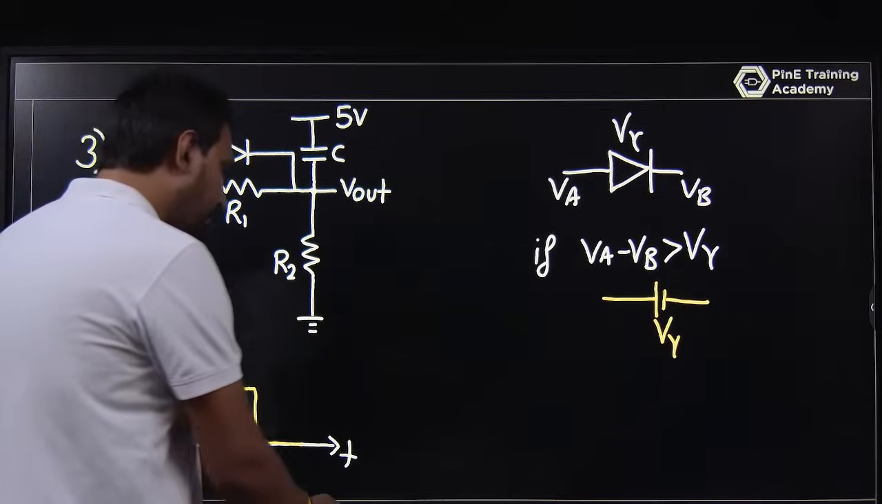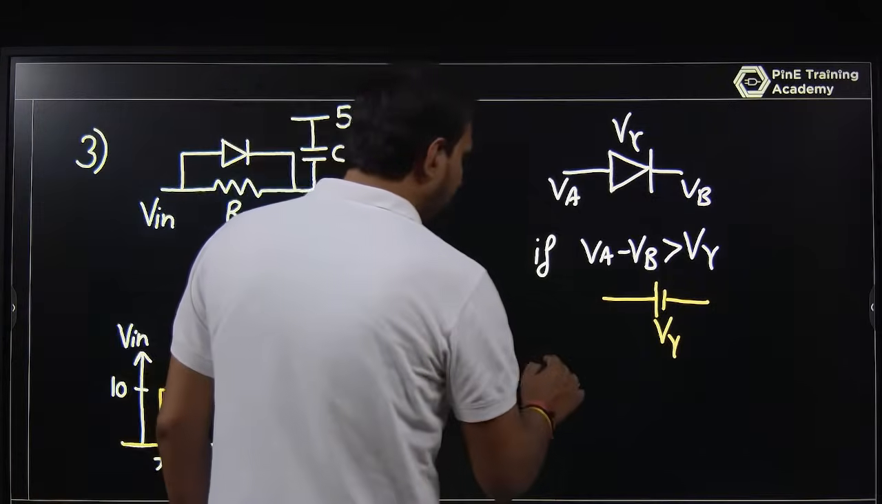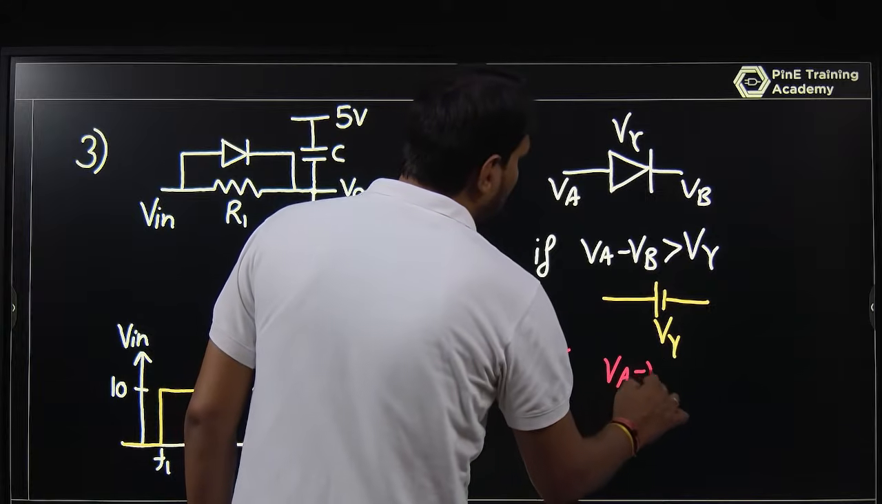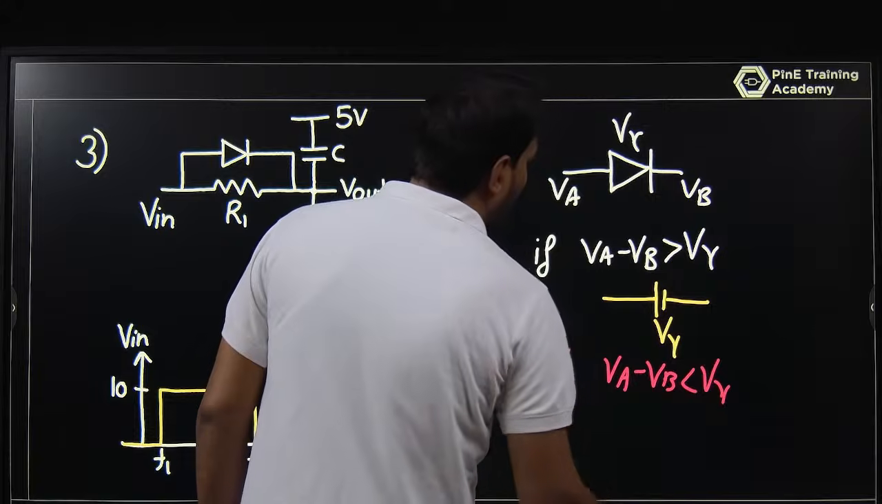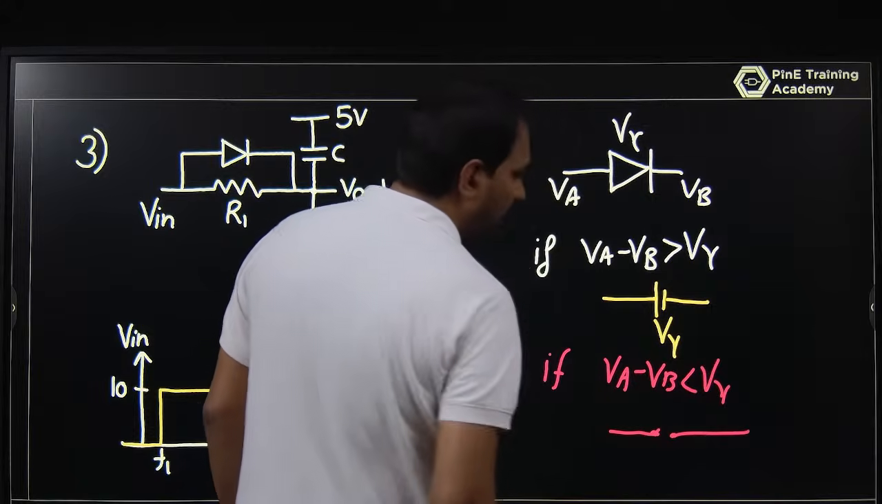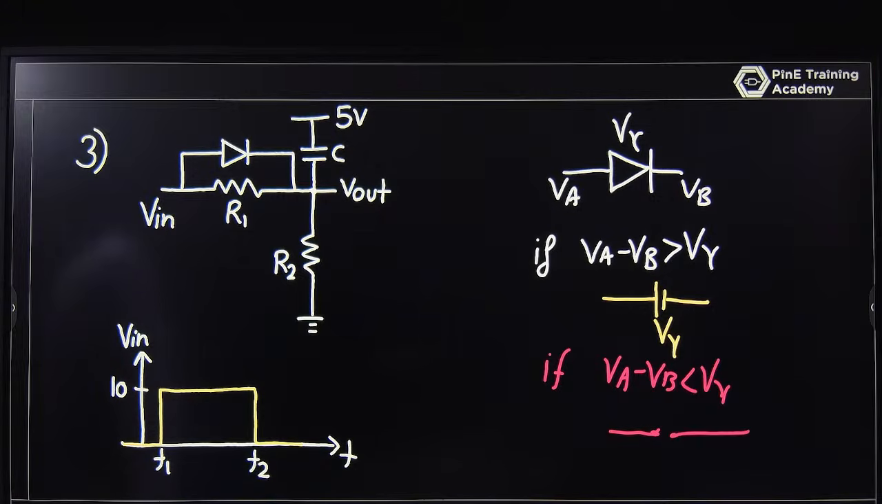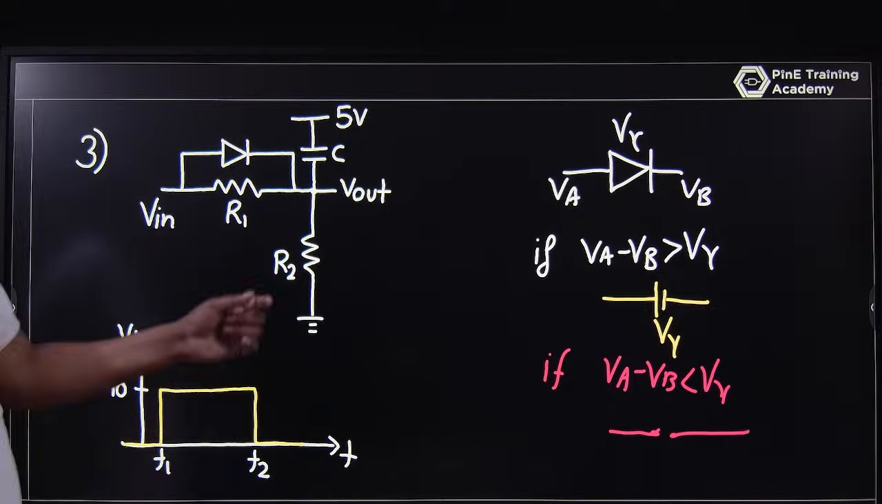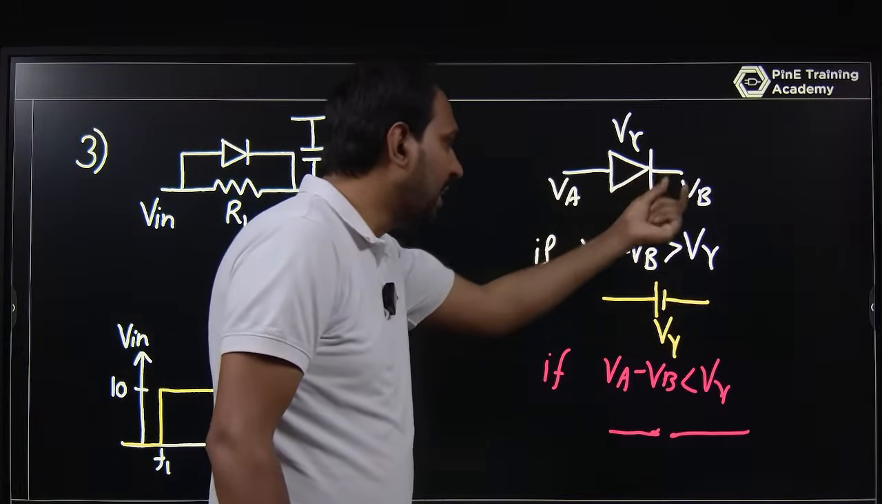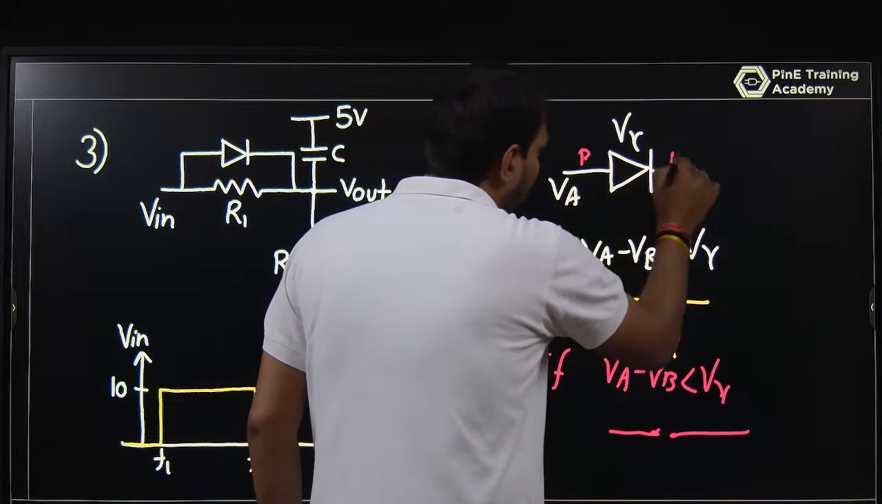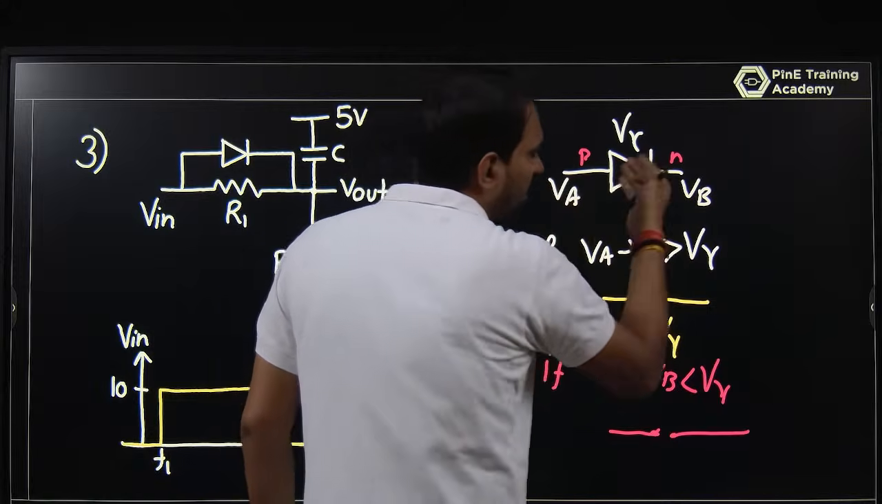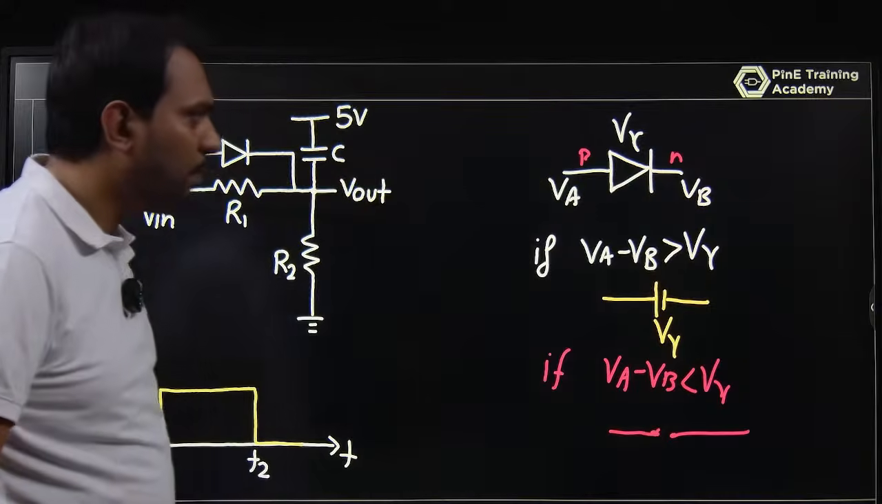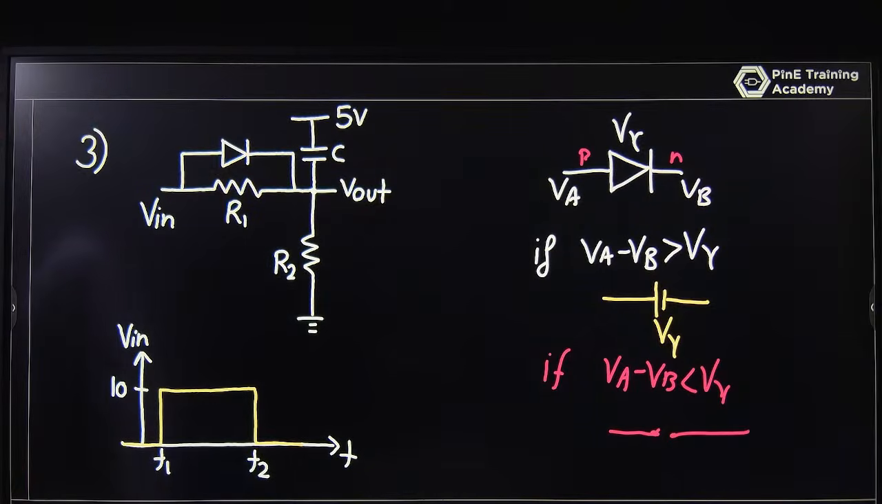And if VA minus VB is less than V gamma, you simply say that this acts like an open circuit. The diode behaves like it is reverse biased. Whenever you have a diode, check what is at the P side and the N side. Of course, this will be P and this will be N. What will be the voltage at the P side? What will be the voltage at the N side? If the P side, or anode side, has a higher voltage than the cathode side, you can determine that the diode is forward biased if VA minus VB is greater than V gamma.